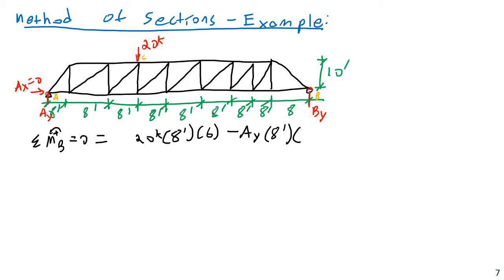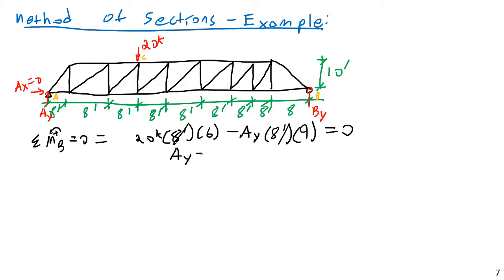1, 2, 3, 4, 5, 6, actually 9. Sorry about that. I have trouble counting apparently. 1, 2, 3, 4, 5, 6, 7, 8, 9. There we go. And all this equals 0. Now, I can just go ahead and cancel out the 8 feet, because that's going to be the same no matter what. And I suppose the rest is fairly straightforward.